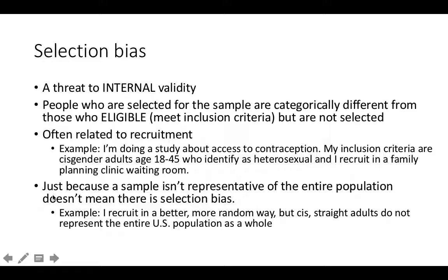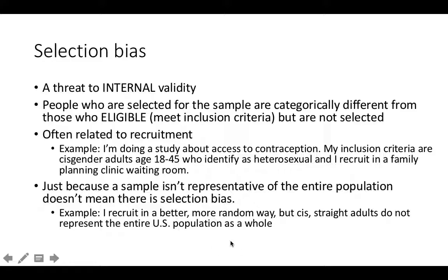Keep in mind, though, that just because a sample isn't representative of the entire population, that doesn't mean there's necessarily selection bias. So let's say I find a better way to recruit for my study about access to contraception. For example, calling every 10th person in the phone book and asking them if they're an adult who identifies as cisgender and straight. So in that case, there wouldn't be any selection bias at play. But my sample still wouldn't be representative of the entire population because there's many, many people in the US population, or the total population of the world, who are not cisgender and straight.